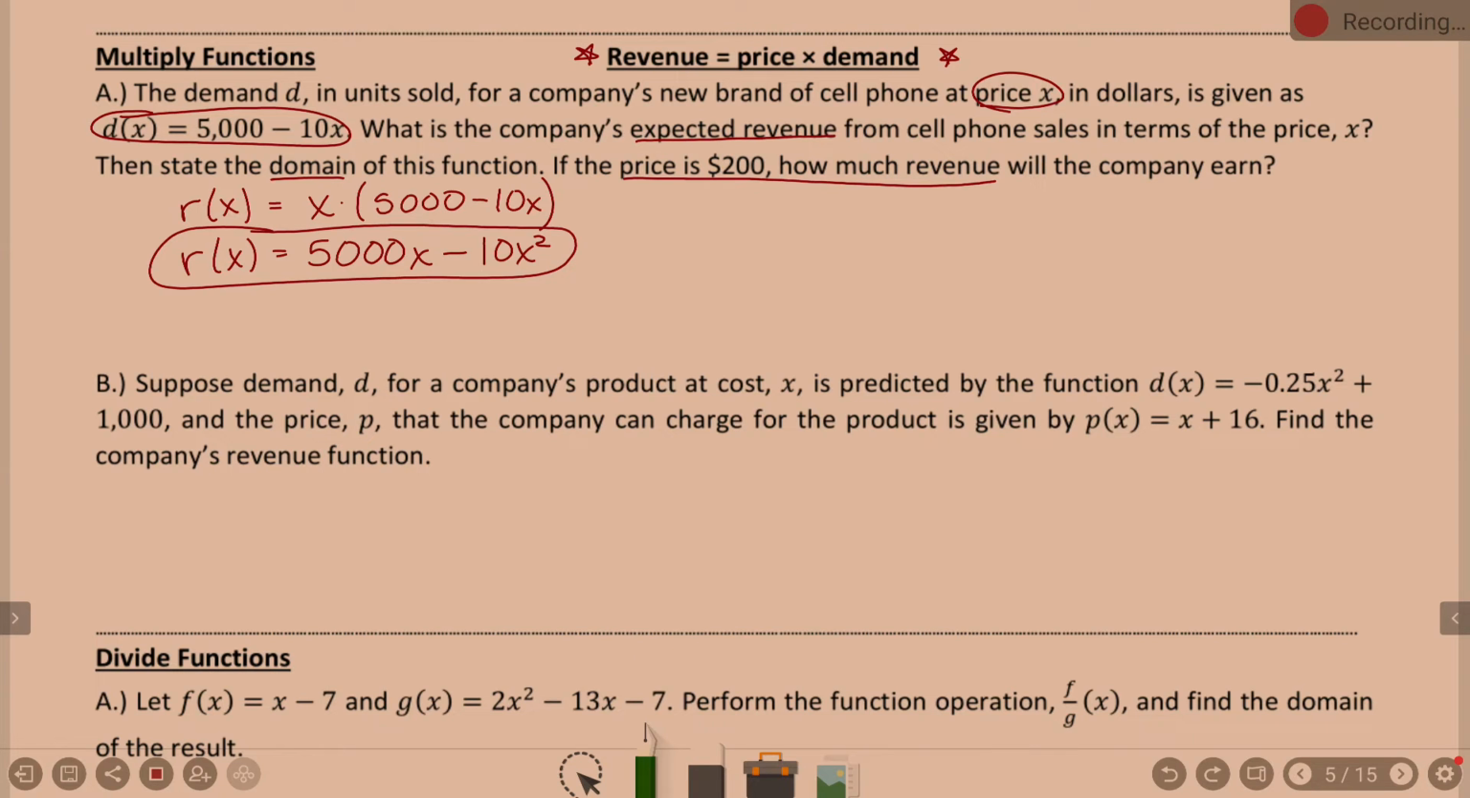Let me get the other easy one out of the way. How do I find, if the price is $200, how much revenue will be? How do I find that? Yeah, plug in 200 for the price, right? So that means we're finding R of 200. And that's just indicating that I'm going to put 200 in for X. So 5,000 times 200 minus 10 times 200 squared.